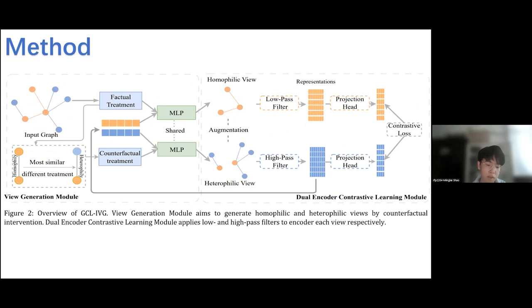Okay, building on this insight, we introduce a novel GCL framework leveraging interventional view generation. This involves generating both homophilic and heterophilic views through the constructed intervention, allowing us to disentangle and align the structure within the original graph by capturing the distinct information from the homophilic and heterophilic edges separately, using specialized filters in the contrastive learning process.